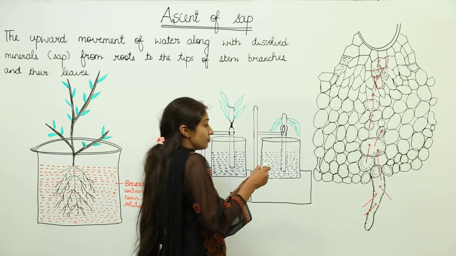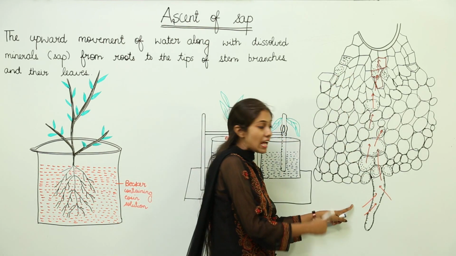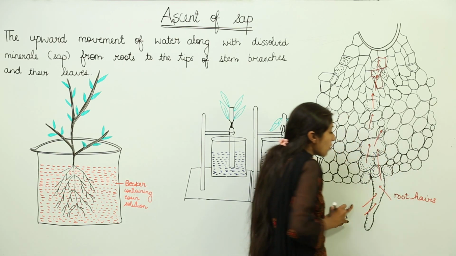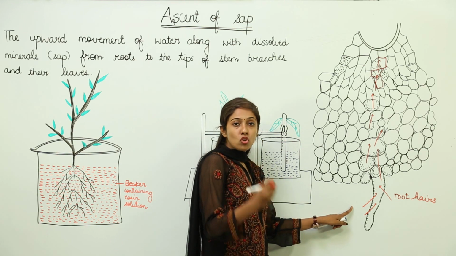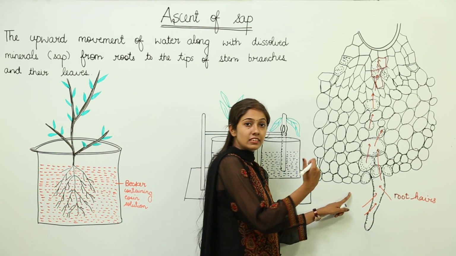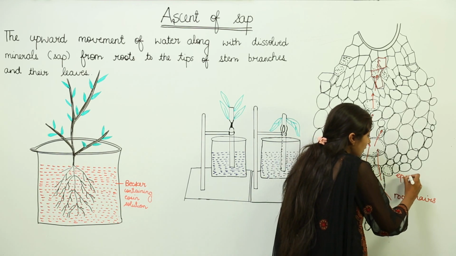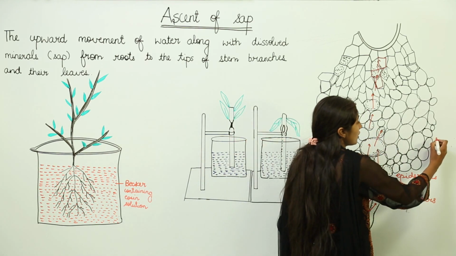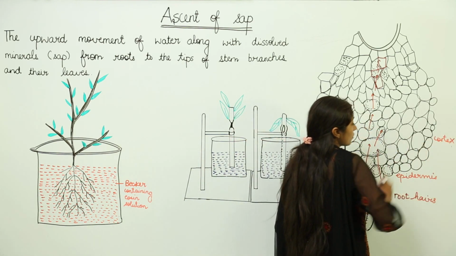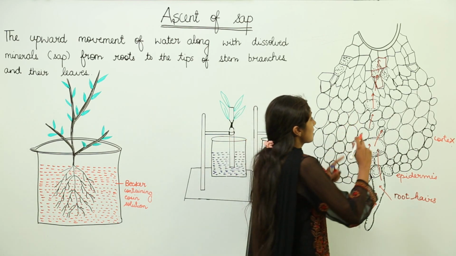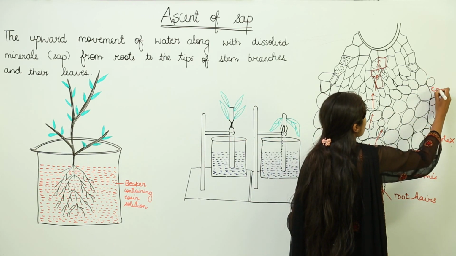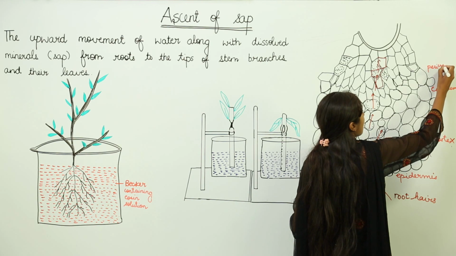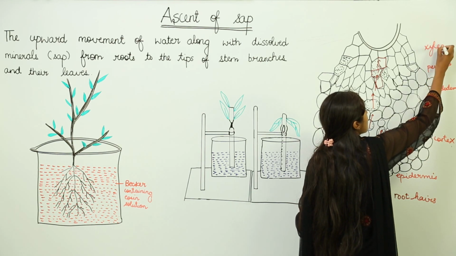So let's just recall what is the path of ascent of sap. We have root hairs first, means from the soil the sap is absorbed by the root hairs. Then the sap enters the epidermis. From epidermis to the cortex. From the cortex to the endodermis. From endodermis to pericycle and then to the xylem.